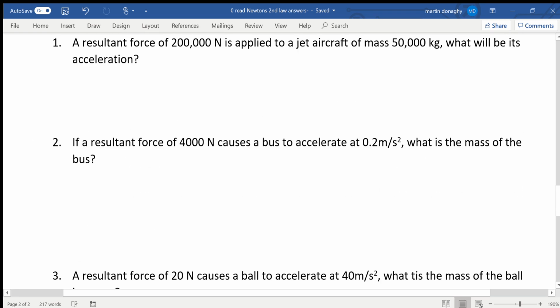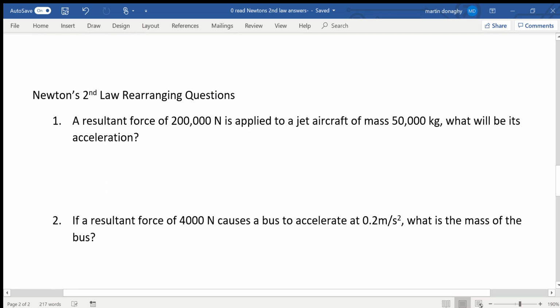Okay, we'll go over last week's questions before we start this week's content, because this week's content is very much going to build on Newton's second law and just show through a few situations where it's a little bit more tricky.